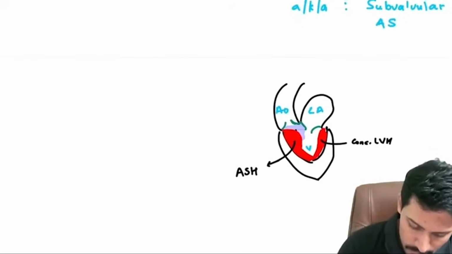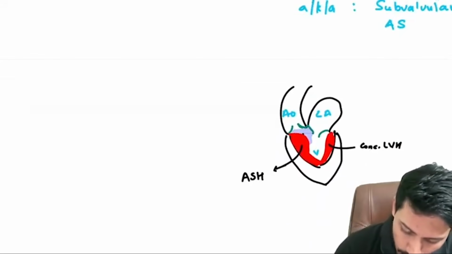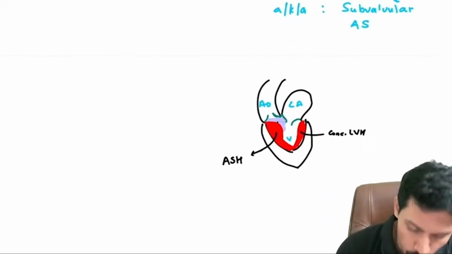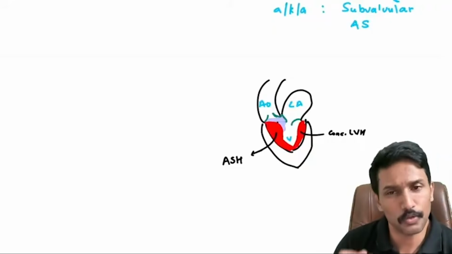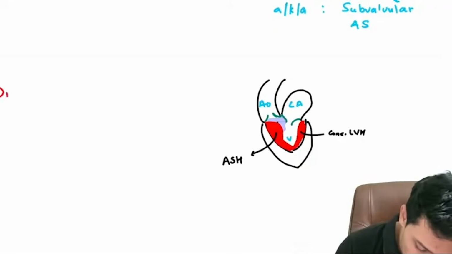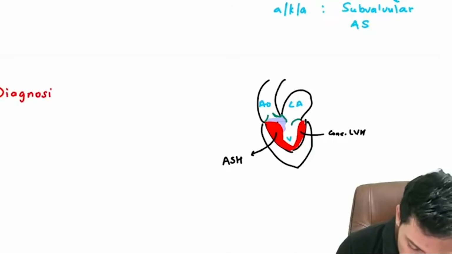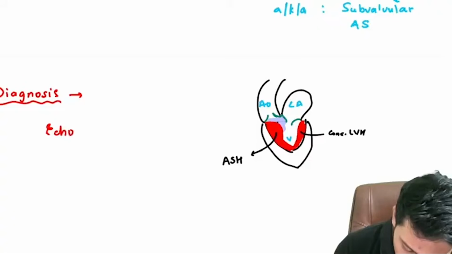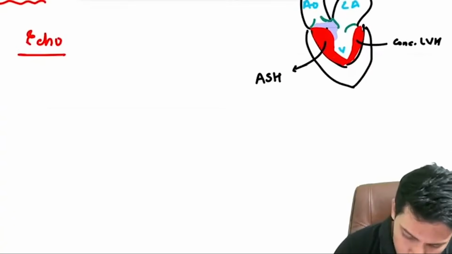So then how do I diagnose? Ideally, all athletes and young individuals who are into adventure sports should be screened for this to prevent those sudden cardiac deaths. So for diagnosis, the investigation of choice is going to be echocardiography. And echocardiography is going to show some findings. So what are those findings?